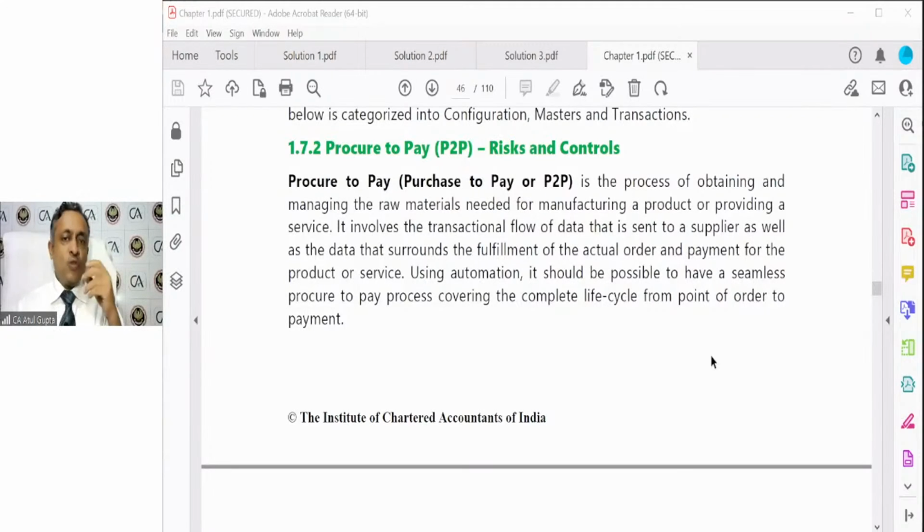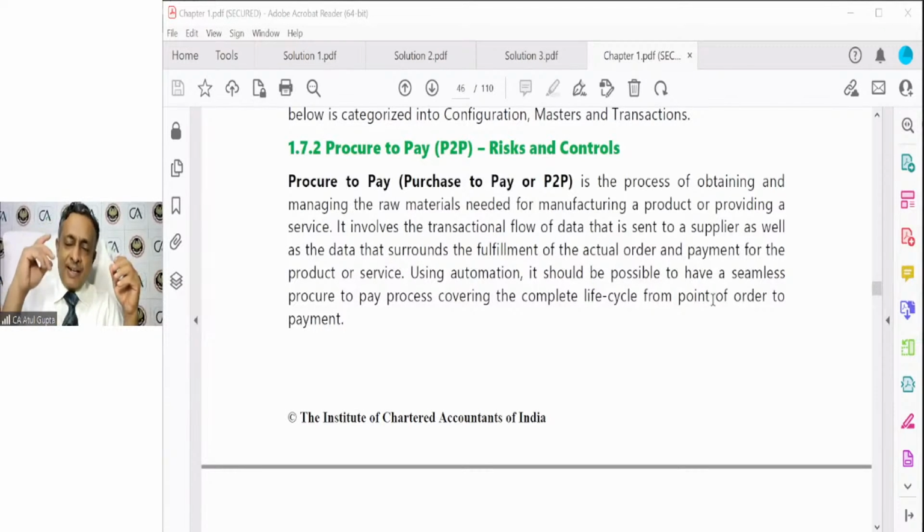Okay. So the first category of transactions talked about is procure to pay or purchase to pay, referred to as P2P, which is the process of obtaining and managing raw material needed for manufacturing a product or providing a service. We discussed this in our day one first hour lecture. We talked about this cycle. We talked about reorder levels. So this is in your knowledge.